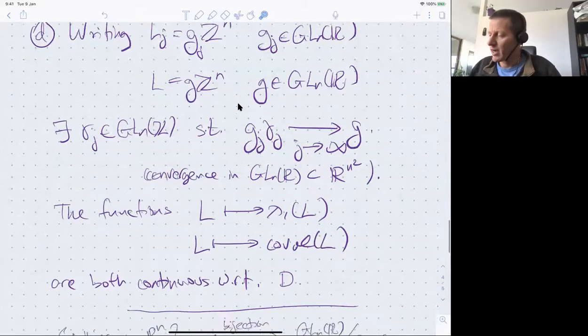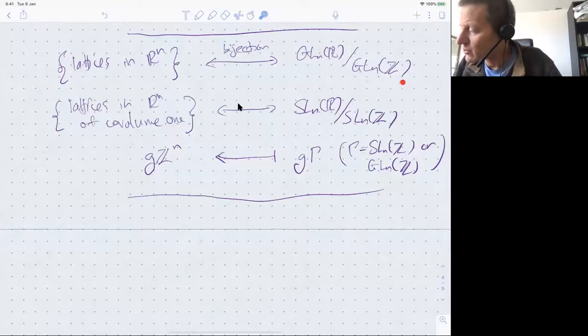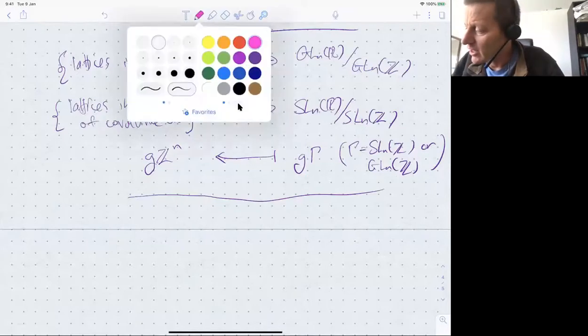Okay, so that was the reminder from last time. Another reminder which I want to do is just remind you of the notation for the set of all lattices and the set of all lattices of covolume 1. The set of all lattices was in bijection with this quotient of groups, GLn(R) over GLn(Z). The space of all lattices of covolume 1 was in bijection with SLn(R) over SLn(Z). And in both cases, the bijection has the following shape. You take a coset G gamma, where gamma is either SLn(Z) or GLn(Z), and you map it to the image of Zn under G.